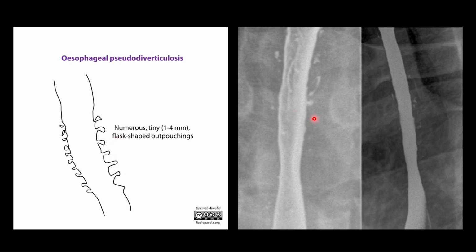Now, in the barium swallow shown on the right side, we see multiple flask-like outpouchings which appear as if they are floating outside the esophagus. And these are compatible with esophageal pseudodiverticulosis.